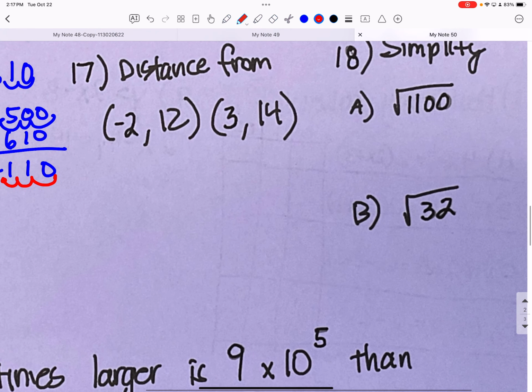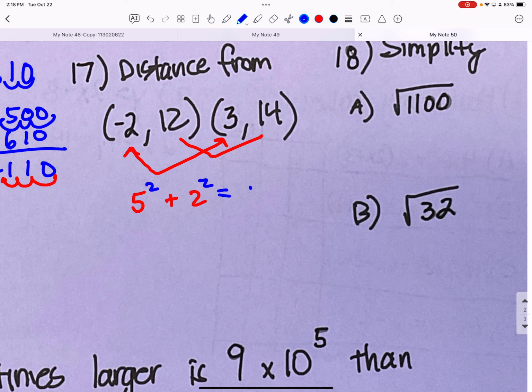Okay, what is the distance? Earlier we said the distance between a negative and a positive, you can do subtraction. You can do this in your head. Negative 2 takes 2 to get back to 0 and 3 to get to 3. So these are 5 apart. These are 2 apart. And we're going to square them. We're going to do a squared plus b squared equals c squared. This is 25 plus 4 equals c squared. This is the square root of 29.